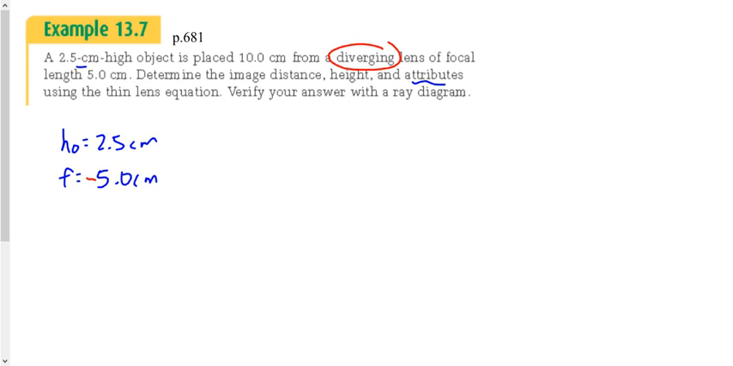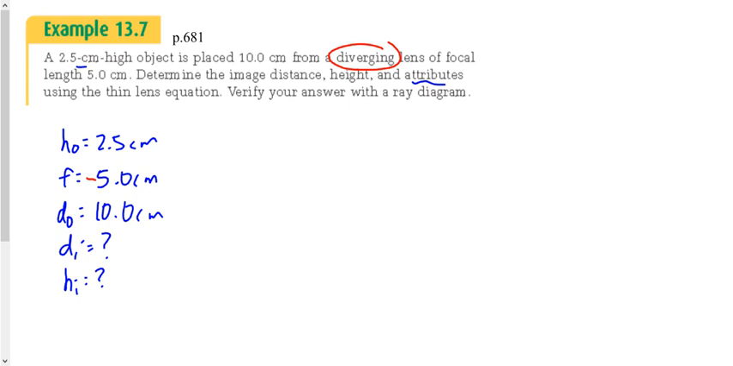Sorry, we got one more thing here. We got DO, right? DO is 10 centimeters, and it's positive because DO is always positive for us. It's always a real object. We want to find the image distance, DI. We want to find the image height. And we want to find the attributes. We'll worry about those after we calculate those two numbers here.